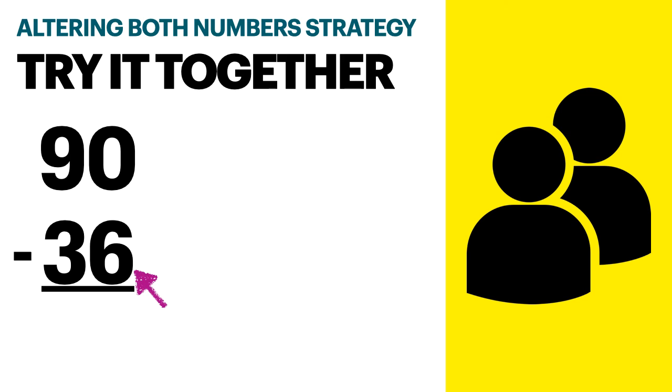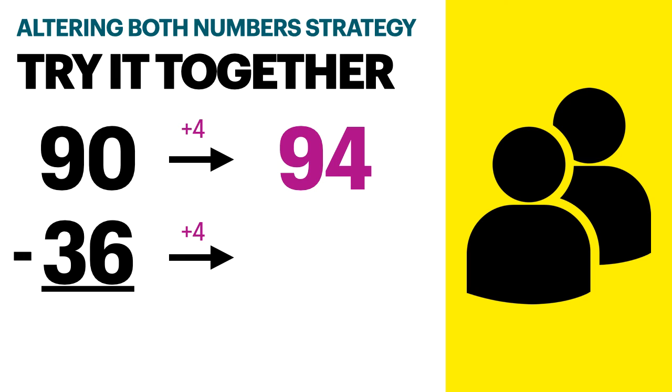What pairs with 6 to make 10? Great! 4 and 6 make 10. So I will add 4 to both numbers. Let's check that we have made our problem simpler. 90 plus 4 equals what? Yes, 90 plus 4 equals 94. And 36 plus 4 equals what? Yes, 36 plus 4 bumps me up to the next 10, 40.